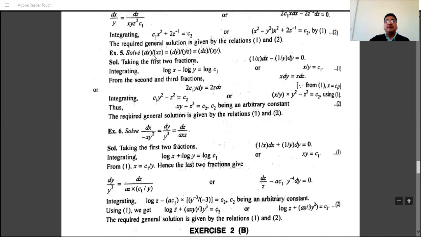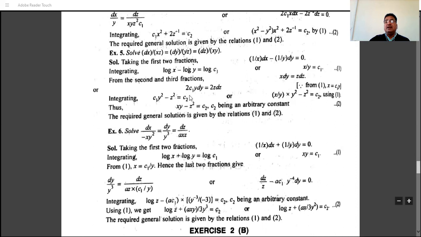Then a similar example: dx divided by x into z, dy divided by y into z, dz divided by x into y. Consider the first two fractions. We have x by y is equal to c1 as the first solution. And then consider the second and third fractions. In order to cancel this x, substitute x as c1 y. So substitute x as c1 y, and then we have this. And after integrating, we have this answer.